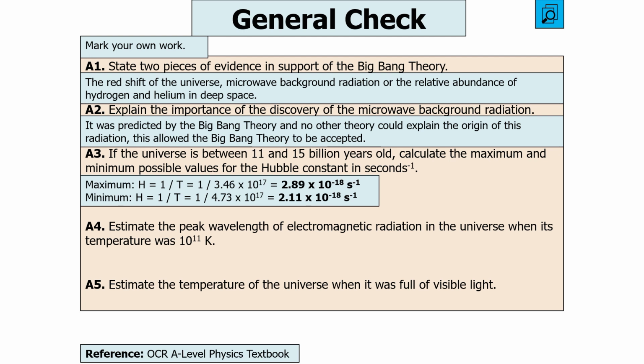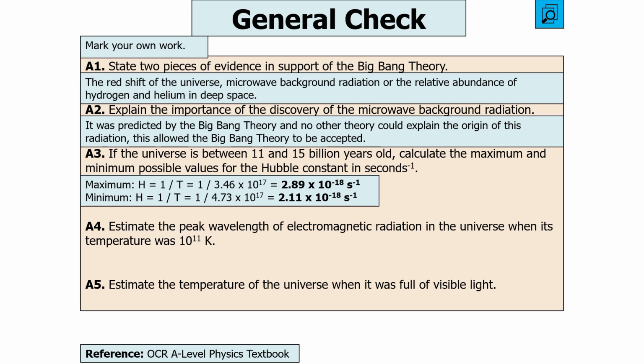Now the Hubble constant is 1 over the time of the universe. Now we've got to do that in seconds to get our Hubble constant in seconds to the -1, so we convert 11 billion and 15 billion years into seconds. We then pop them in and we get our two answers: 2.89 times 10 to -18 seconds to -1 and 2.11 times 10 to -18 seconds to -1.